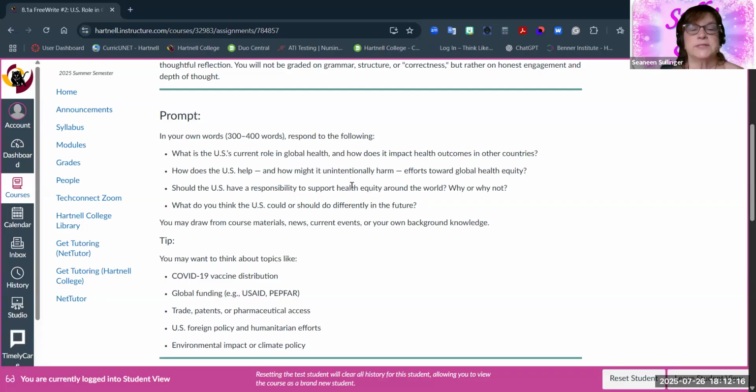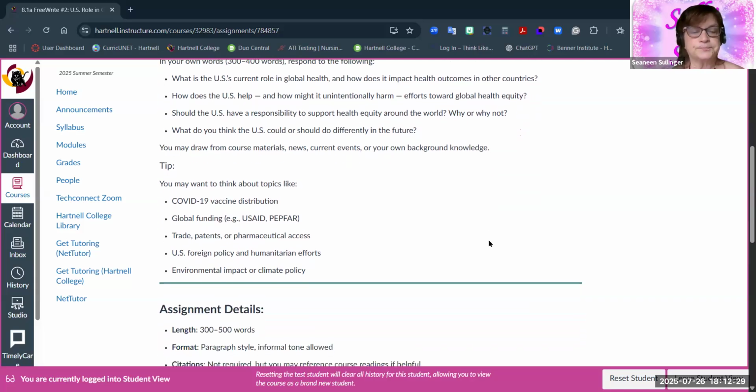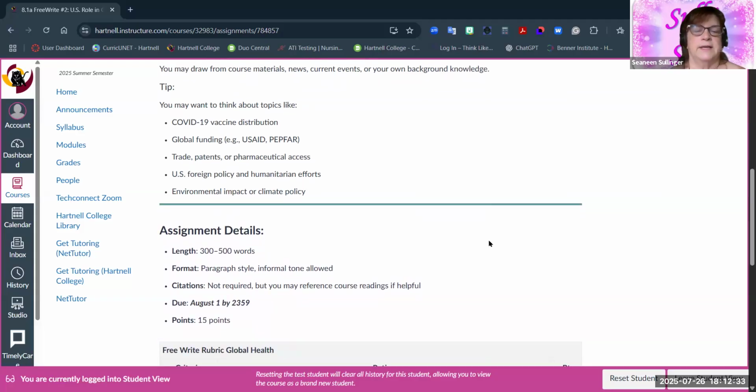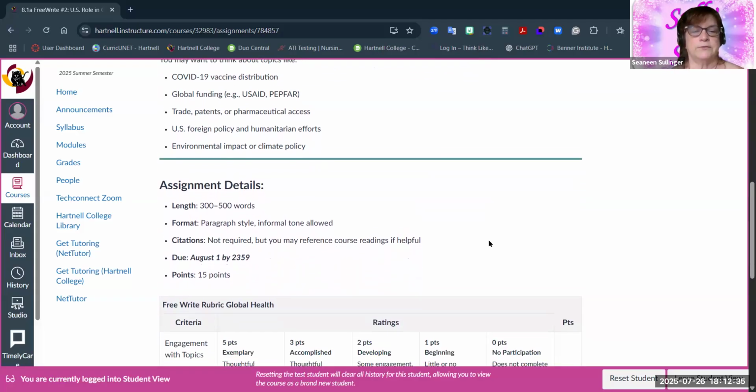How does the U.S. help or harm efforts toward global health equity? Should the U.S. have responsibility to support health equity? Why or why not? What do you think the U.S. could or should do differently in the future? So 300 to 500 words, can be more, not less. Just a paragraph, due by August 1st.